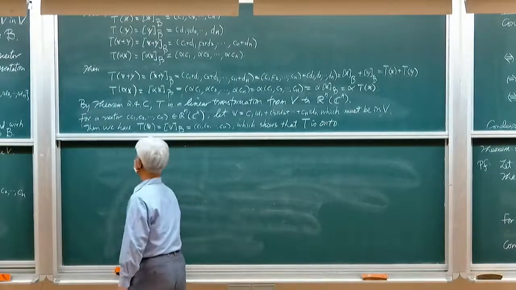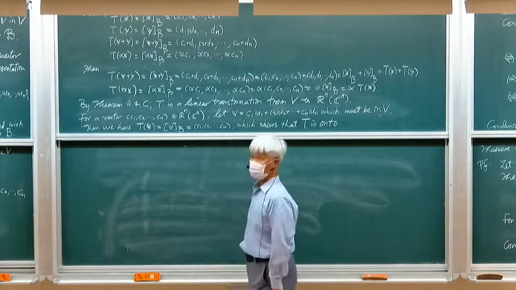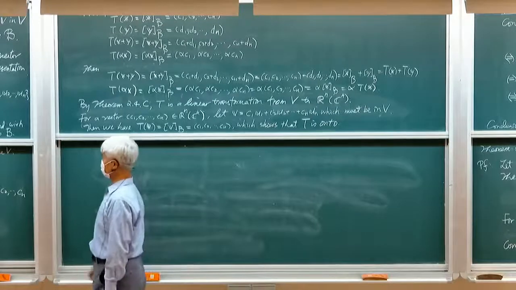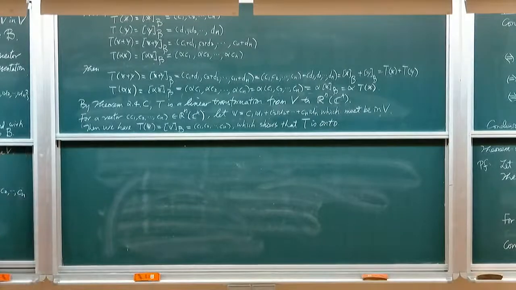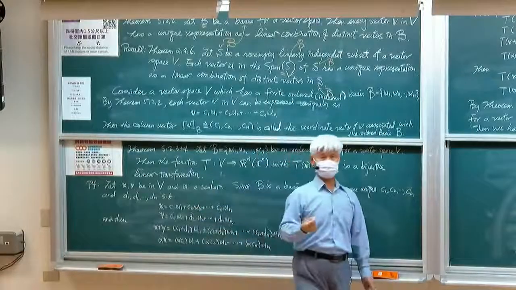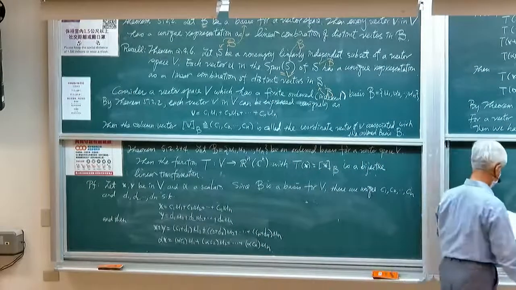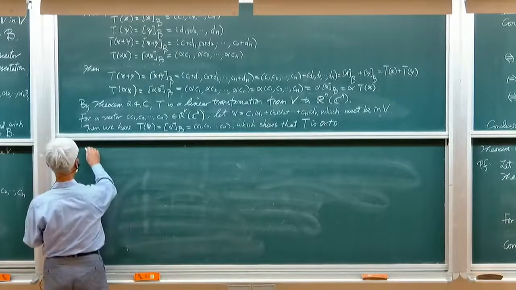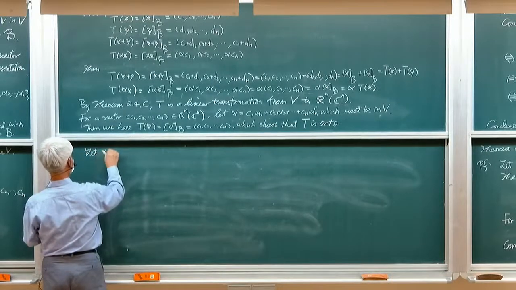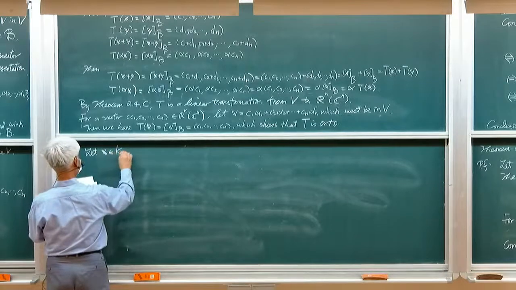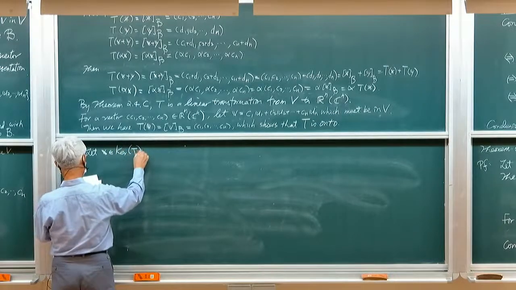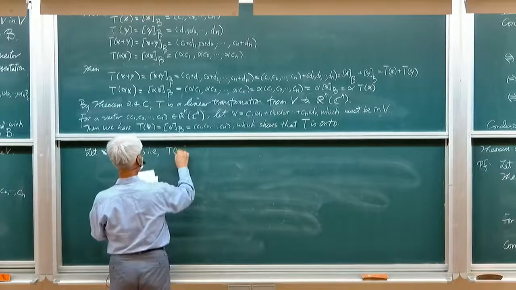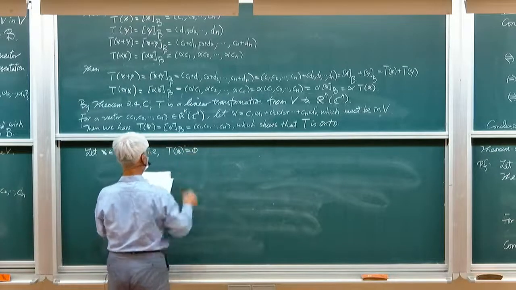All right. To show that T is one-to-one, it is sufficient to show the kernel of T is trivial, because T is a linear transformation. So this is the if and only if condition. So we let x be a vector in the kernel of T. That means that T of x is the 0 vector.